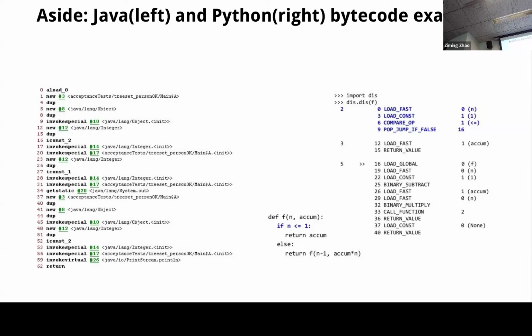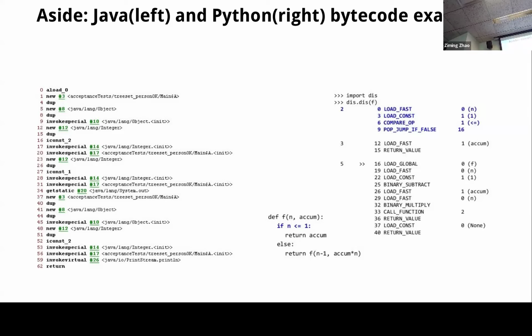For example, here we have a load, we have a new, we have a dup, to duplicate something. This is a new command. This is invoke special, so this is kind of a call instruction. You're calling some functions, right? So the design philosophy for those virtual machines is also very similar to physical CPUs.